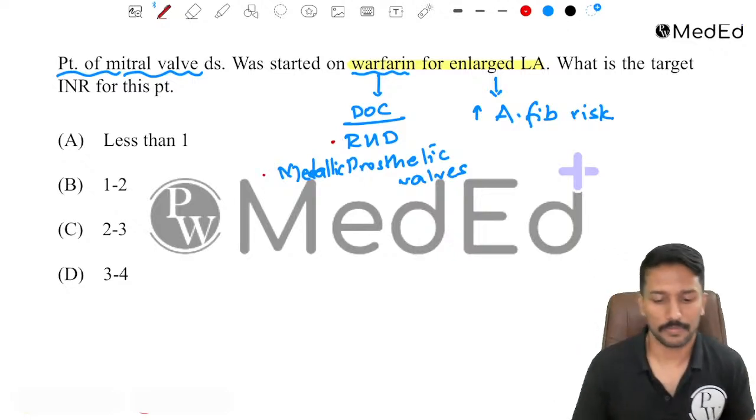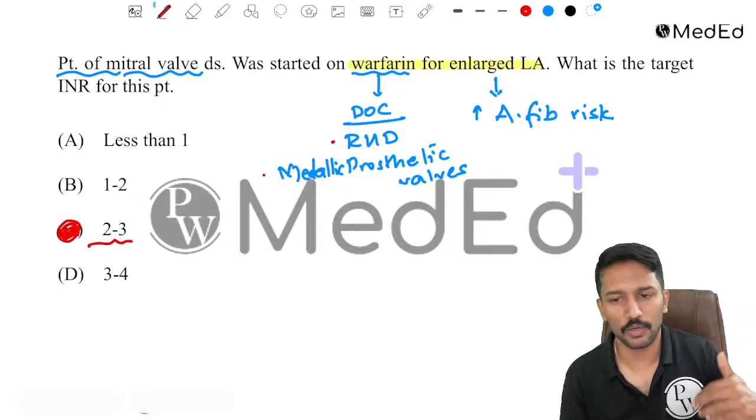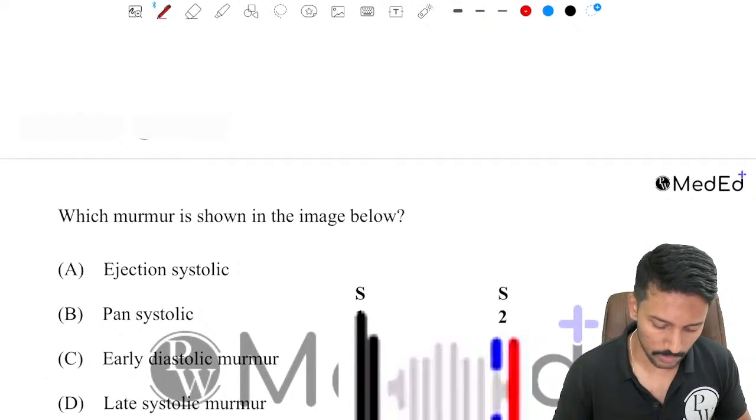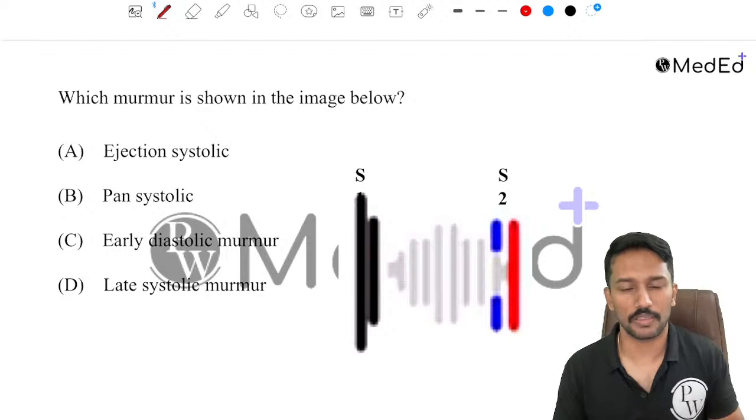What should be the INR? The INR level should be 2 to 3. If you go more than 3, you need to cut down the dose. If you're less than 2, you need to increase the dose. 2 to 3 is the range of INR where you have good anticoagulant efficacy with minimal risk of bleeding complication.